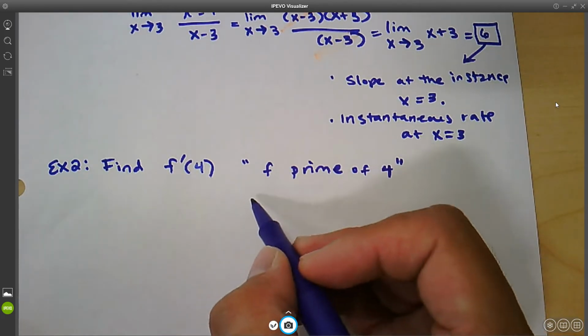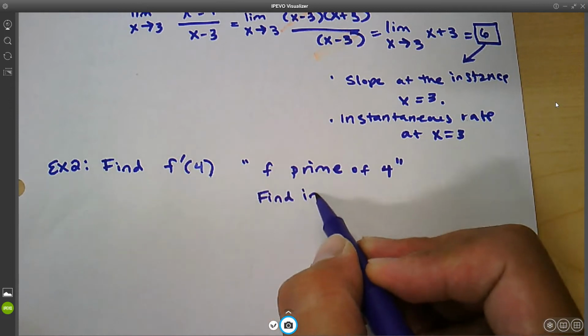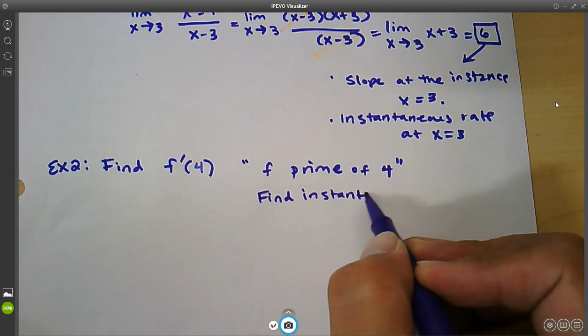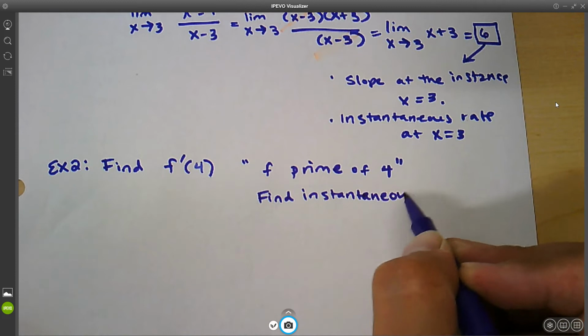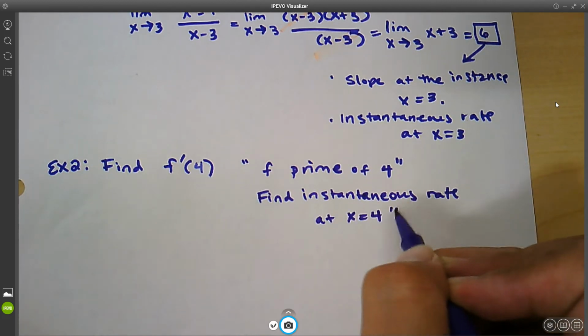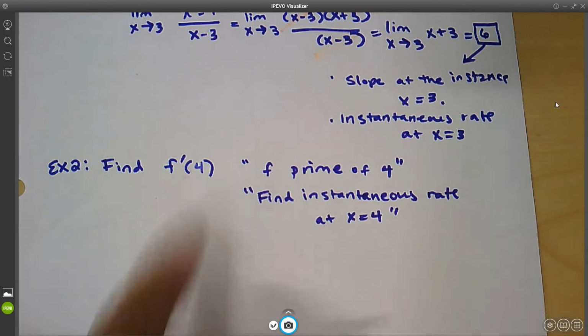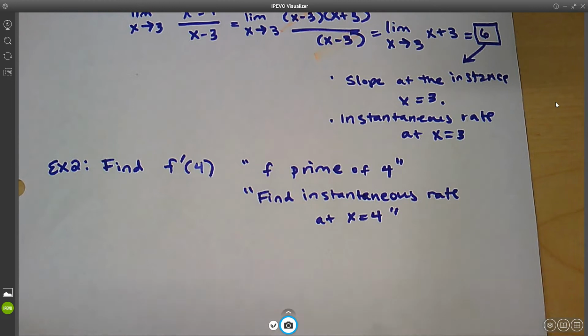It's telling you to go find the instantaneous rate of change at x equals 4. Okay, so we'll start to see f prime of 4 communicating that we need to go and find the derivative, which is the instantaneous rate of change, or the slope at a moment x equals 4.